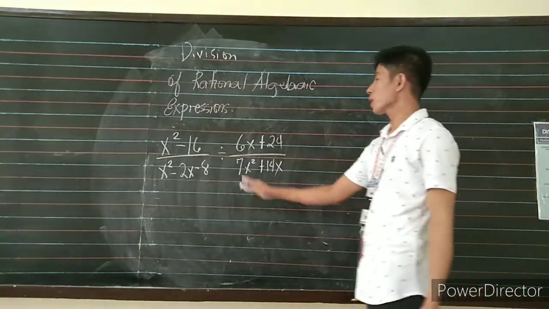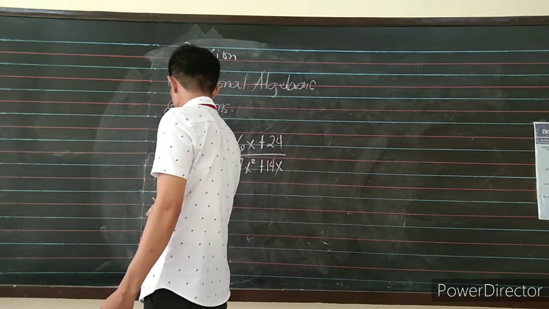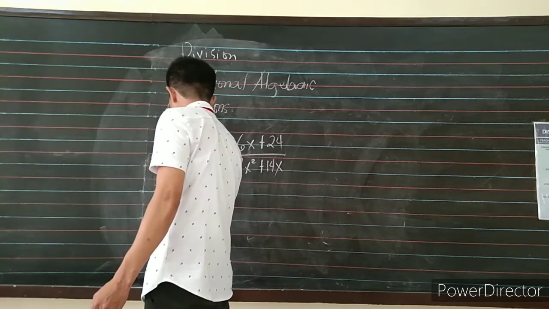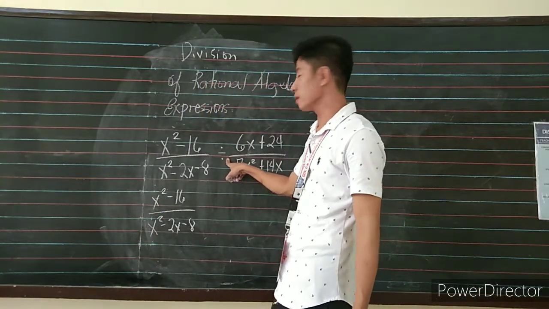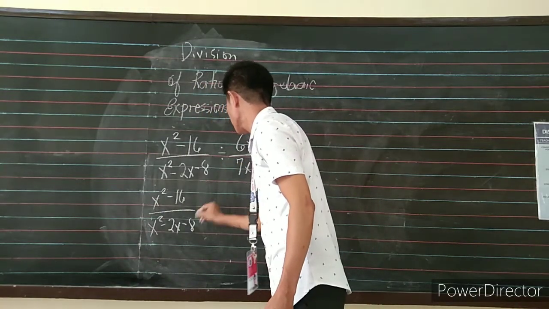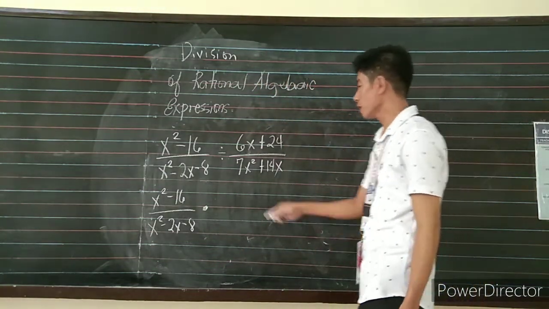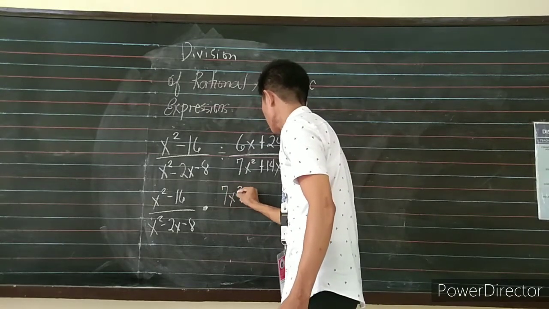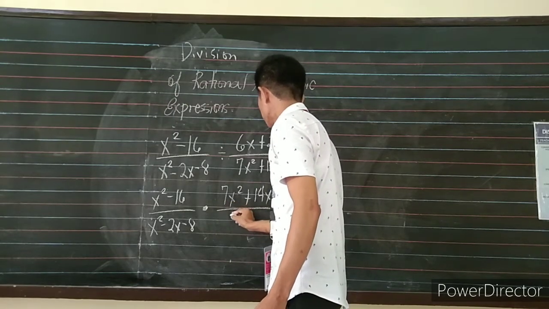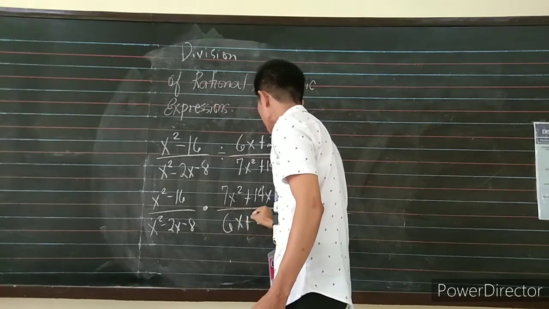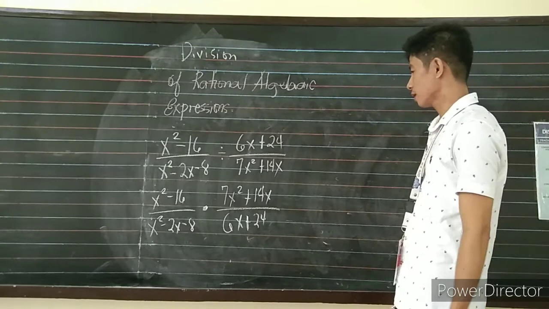Again, we need to copy the first term, which is x squared minus 16 over x squared minus 2x minus 8. Replace the division symbol with the multiplication symbol. And then find the reciprocal of the second term. So that is equal to 7x squared plus 14x all over 6x plus 24.